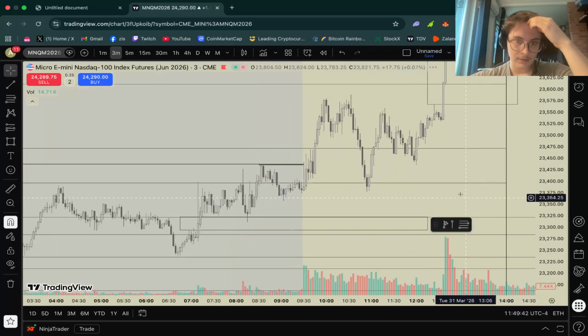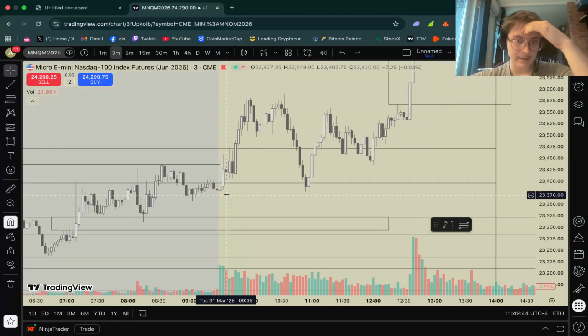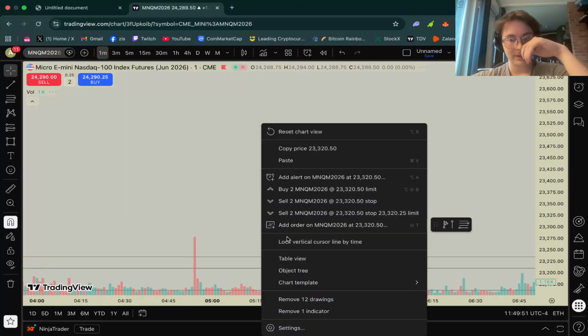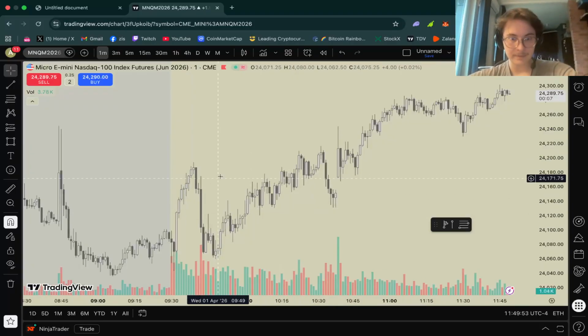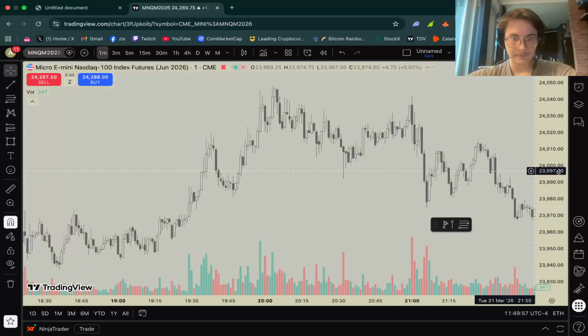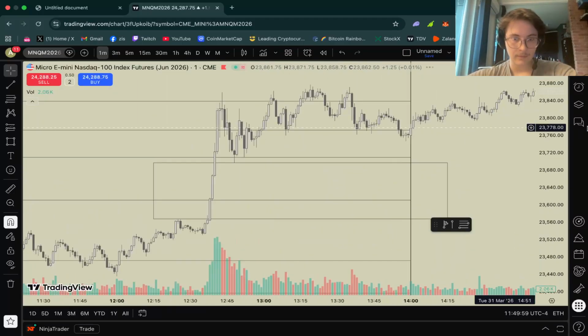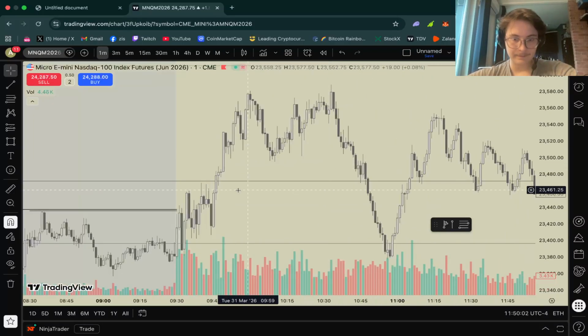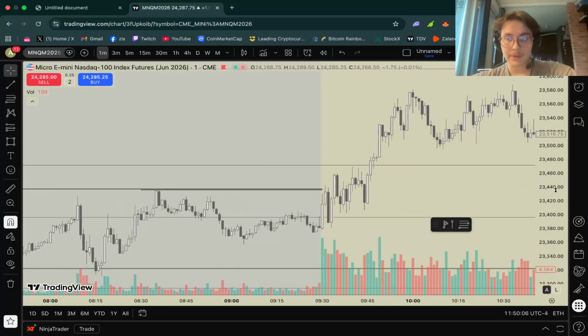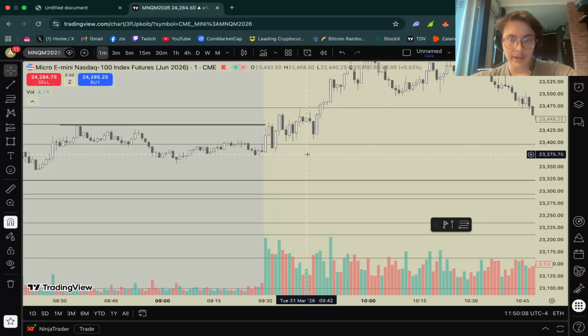why is this so dumb? Because at 9:30 opens, we sweep. Oh, how do I reset? There you go. Wednesday, come on. Right. So, market opens, right? Market opens.